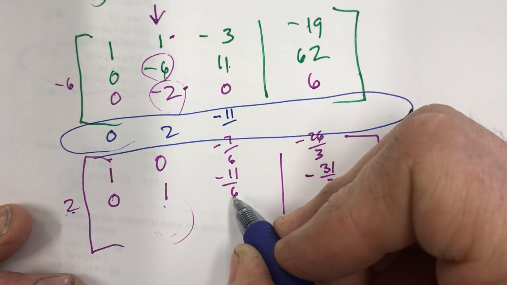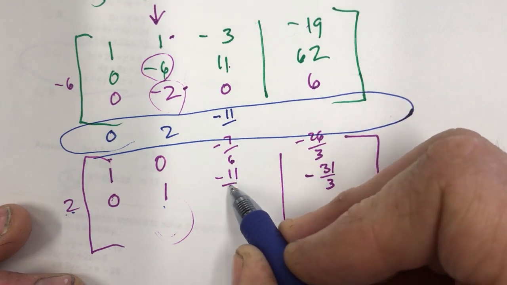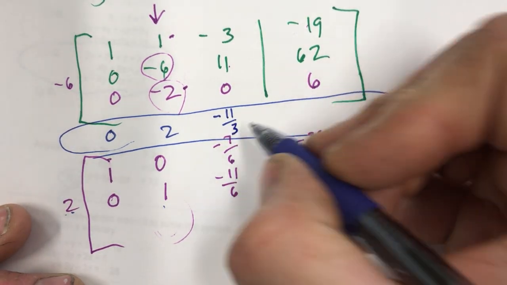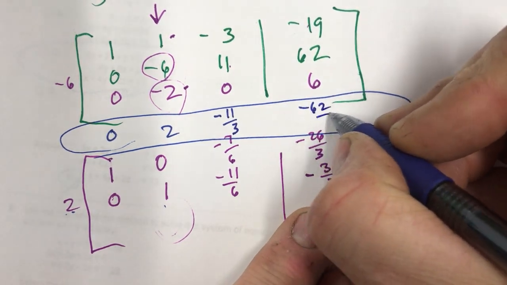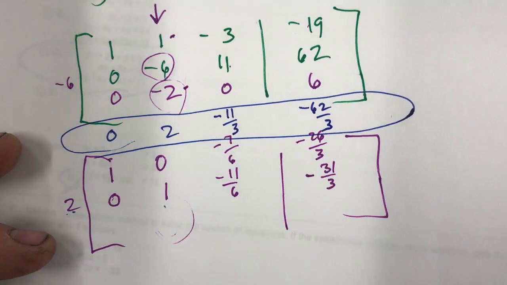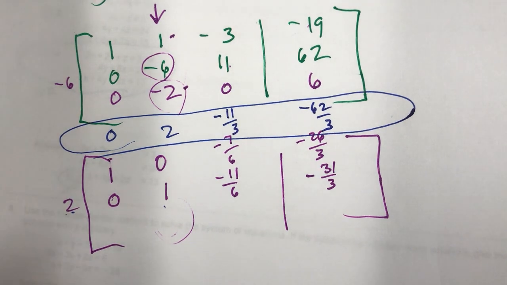I keep saying 6 thirds. It's negative 11 sixths. So 2 times it would be negative 11 thirds. I think I'm actually doing the answer. This is negative 62 thirds. Just use your calculator for this, and you got to keep it straight.